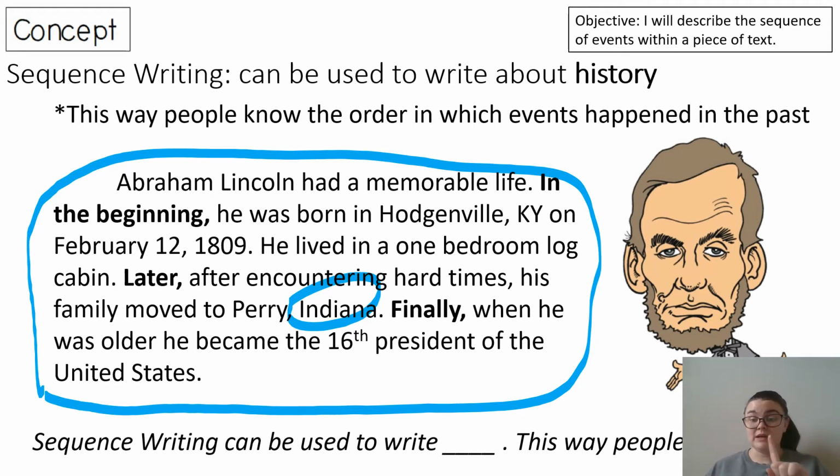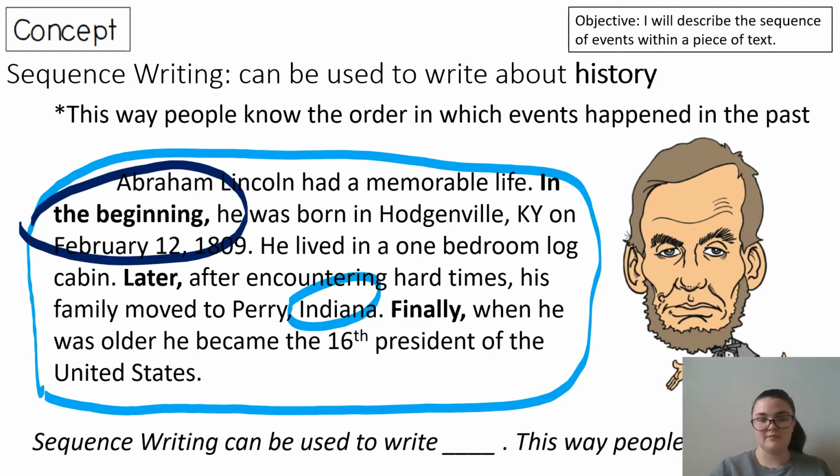Did he live in Kentucky first, or did he live in Indiana first? The answer is he lived in Kentucky first, that's where he was born, but then he moved to Indiana, where we live. So the order that things happened is important, right? The order of the events tells you what happened in his life and when, what led him to be president, right? All those different events in his life. So our transition words that we have here are in the beginning, finally, and later.